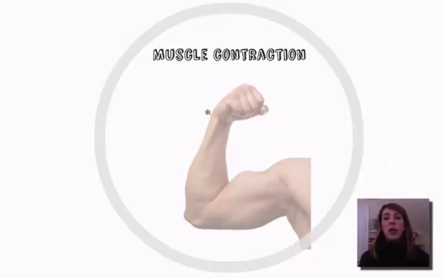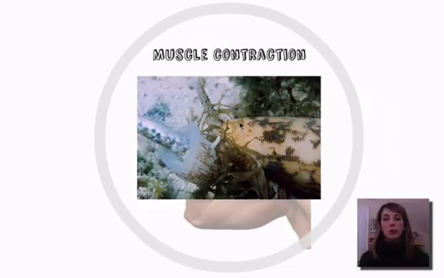So today we're going to be talking about muscle contraction. And before we get into the biochemistry of muscle contraction, let's take a second and just think about why animals move. Well, many organisms move in order to capture prey or to escape from predators. And one such predator is the cone snail.